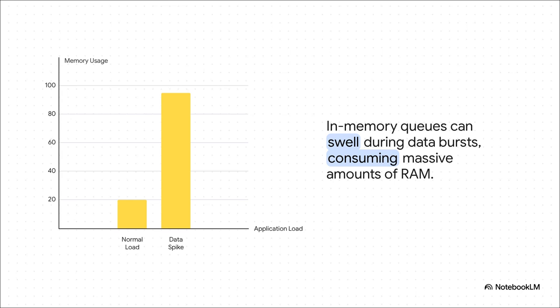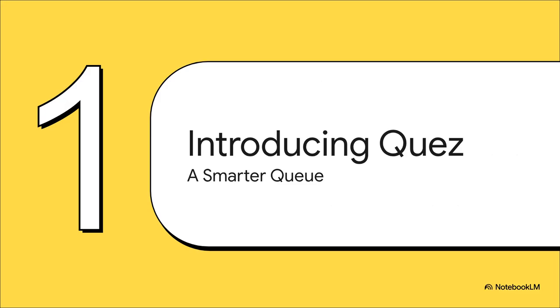This happens all the time in systems that are handling a ton of data, like a busy logging service or a data pipeline. A sudden wave of data comes in, your in-memory queues just swell up like a balloon, and suddenly they're eating all your RAM and your app just grinds to a halt. So what if there was a way to handle all that data without that insane memory penalty? Well, that's exactly the problem a library called Quez was built to solve.